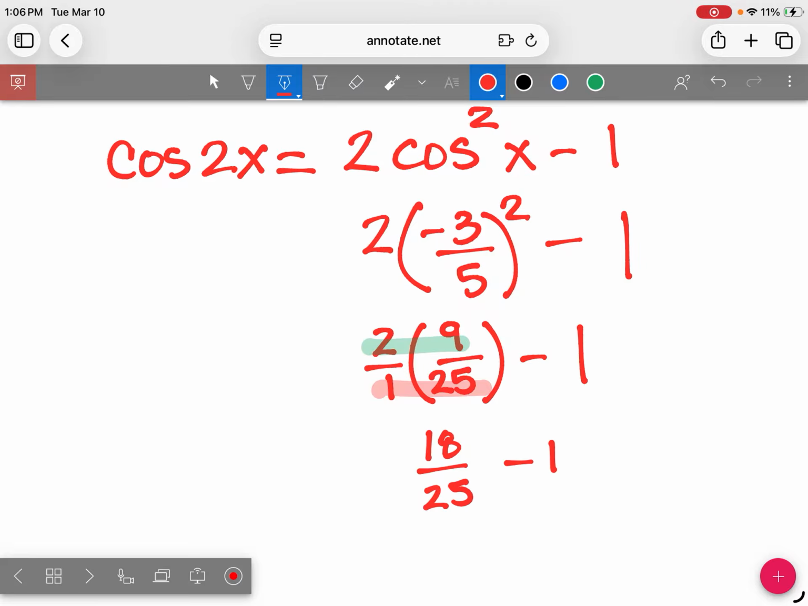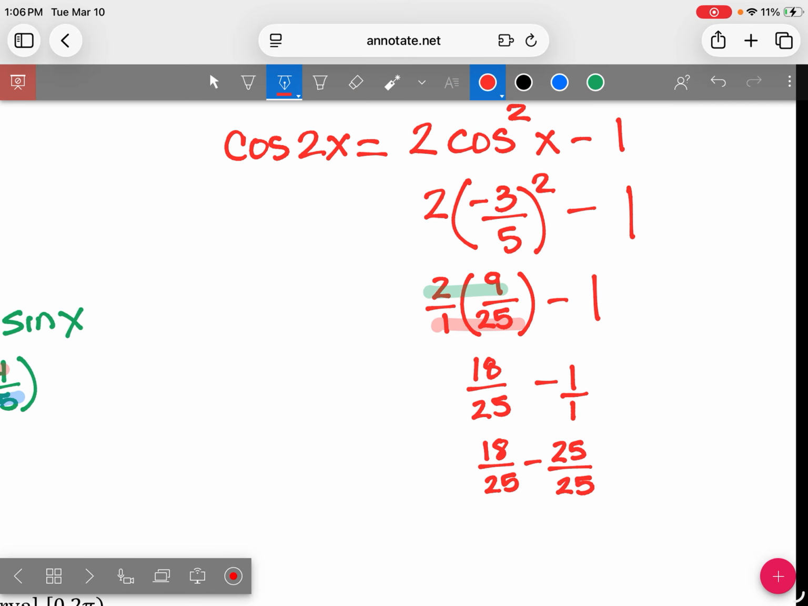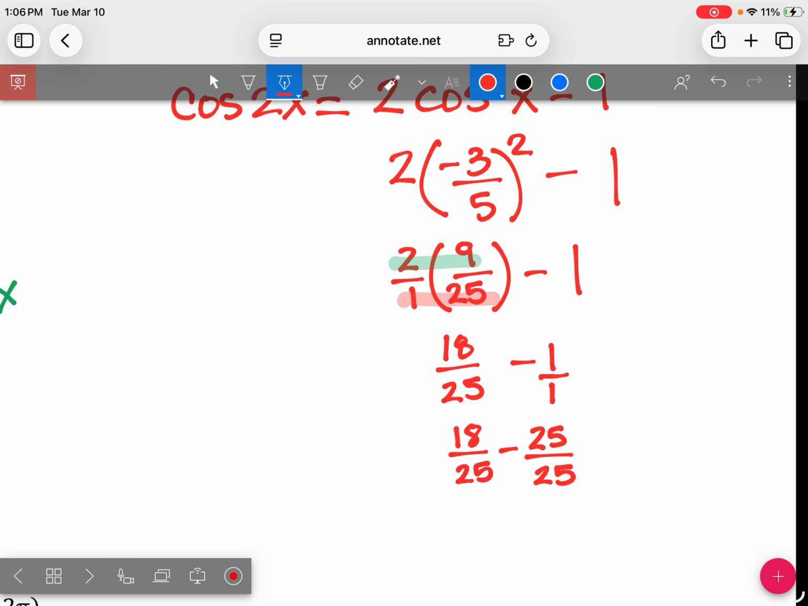So I need a common denominator. If I'm trying to get a common denominator, I have to multiply this fraction top and bottom by 25. So what that gives me is 18/25 minus 25/25. And what is 18 minus 25? So our cosine double angle is negative 7/25.